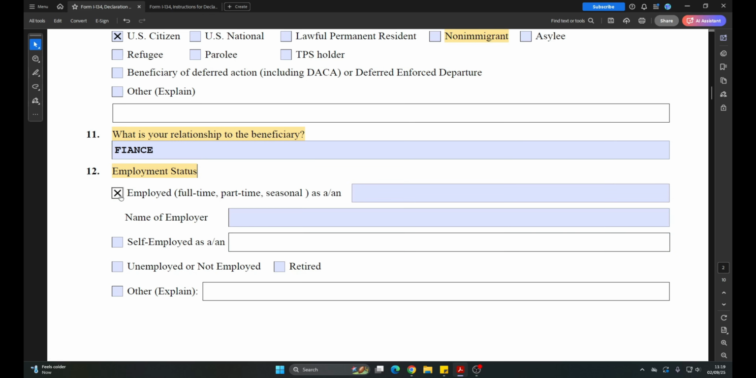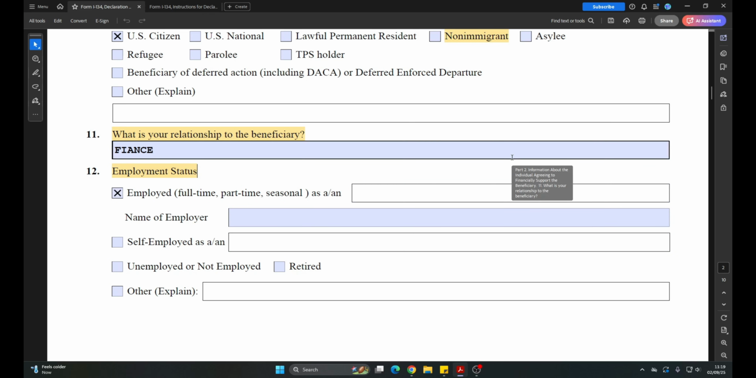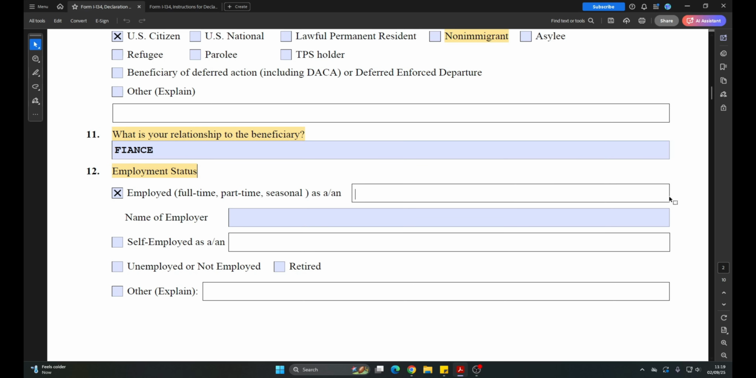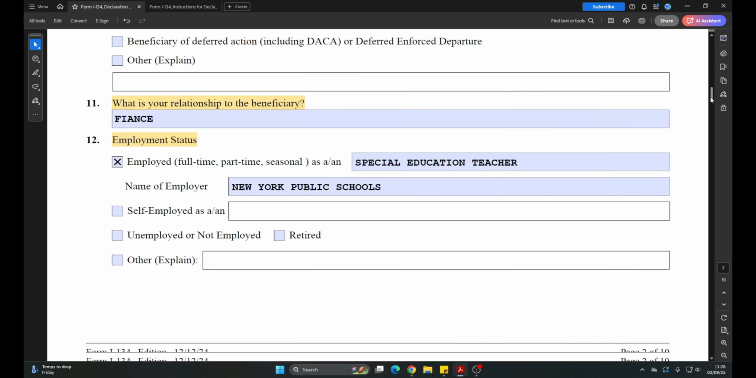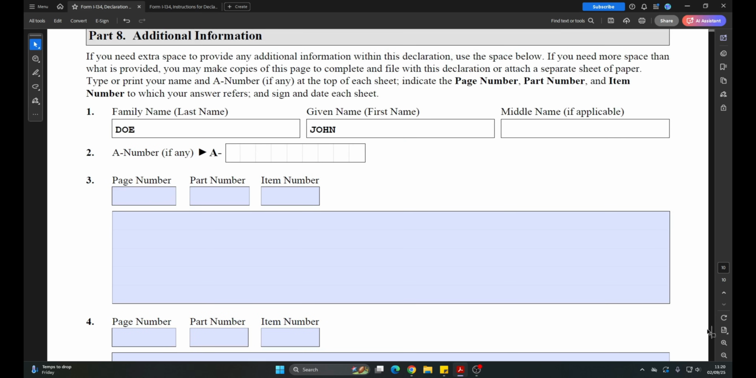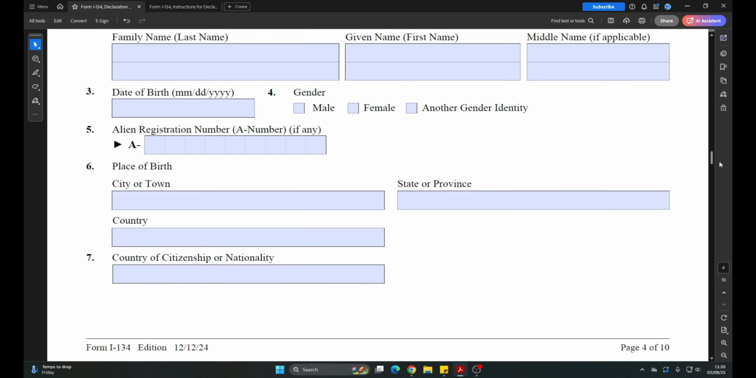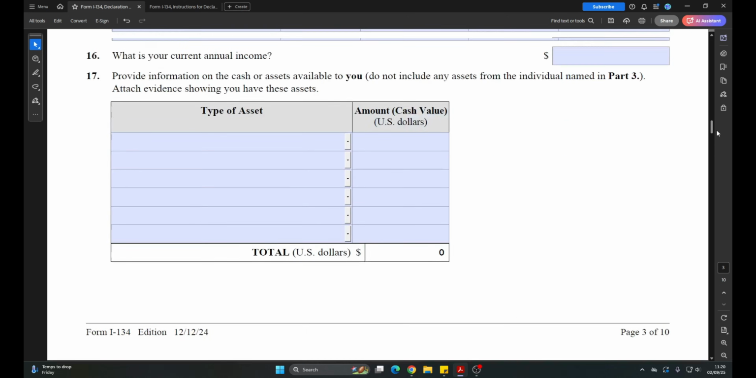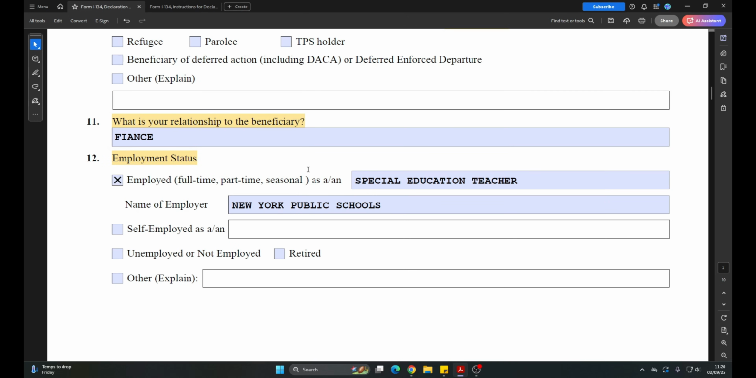But in our case, let's say we are employed, indicate the occupation here and the name of employer. You can indicate multiple employers in the additional information section on the last page of this form. You can provide additional employers, just reference the page, part, and item number that you are clarifying. But in here, indicate the primary place with the majority of your income.